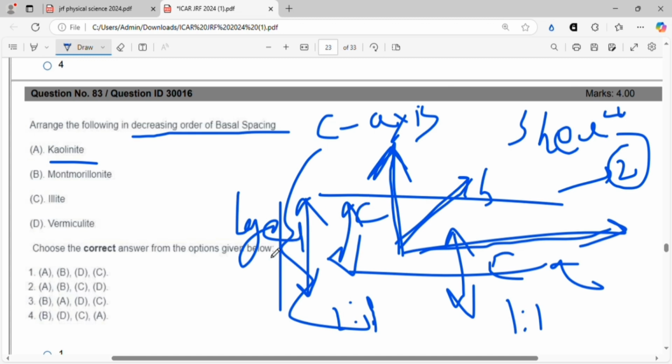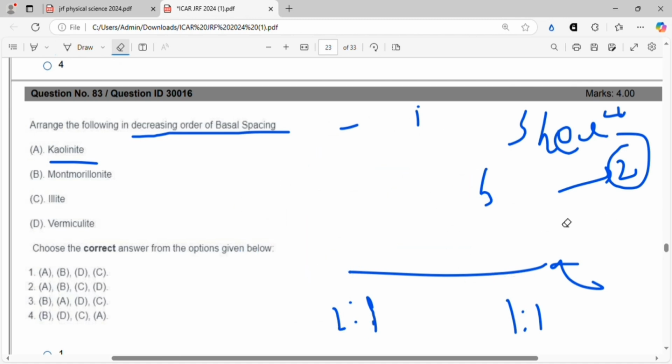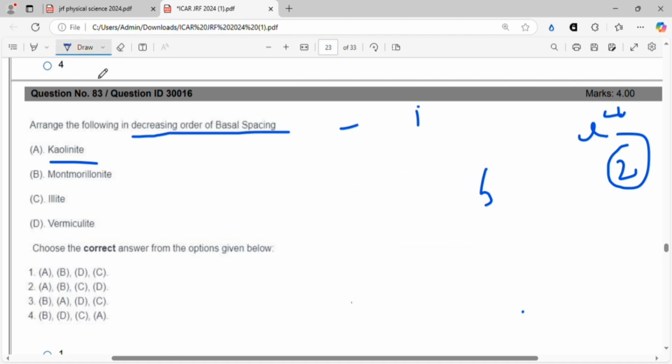So let's dive into the question. We have deviated from the question. We have to arrange the minerals in the decreasing order of basal spacing. So the mineral with the highest basal spacing, of course, is montmorillonite, due to its swelling properties, and also the c-axis spacing is highest. And after montmorillonite, it will be vermiculite, so it will be D.